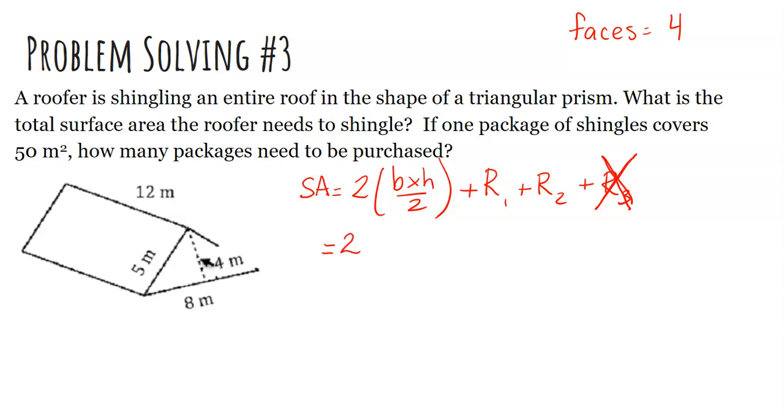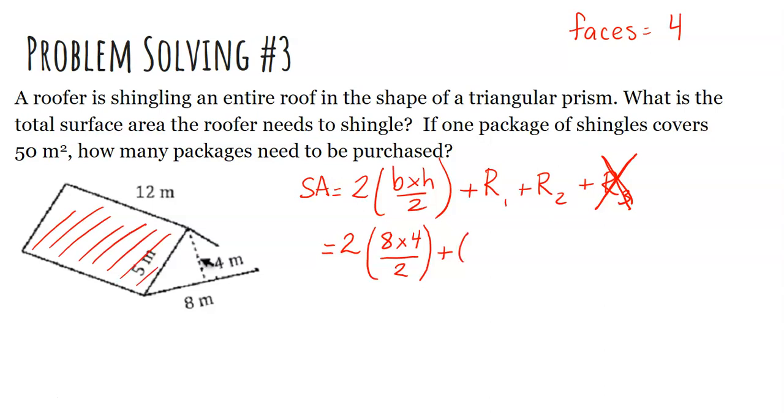To begin with the triangles, the base of the triangle is 8 and the height is 4. I'm going to substitute that in for the area of the triangles. For the first side, right over here, for the roof, the dimensions are 12 by 5. And since that's a rectangle, we'll multiply those two numbers together. And the opposite side is congruent. It is also 12 by 5.